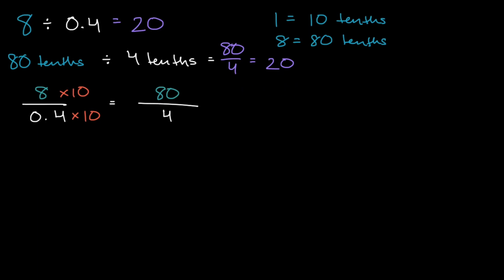So let's say we want to figure out what is 48 divided by 0.24, or 24 hundredths. Pause this video and try to figure that out. Alright, well we can do something very similar. This time we're dealing with hundredths, so we could try to express everything in terms of hundredths. So 48 is equal to how many hundredths? Well, we know that 1 is equal to 100 hundredths.